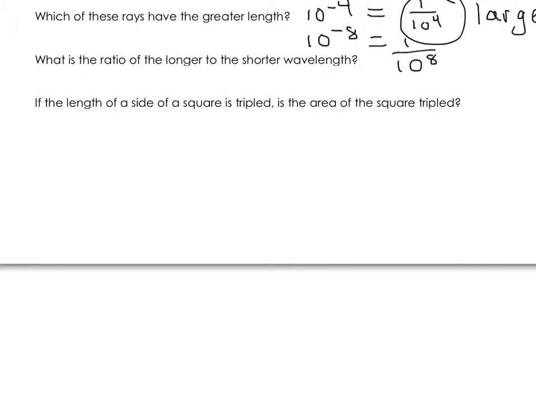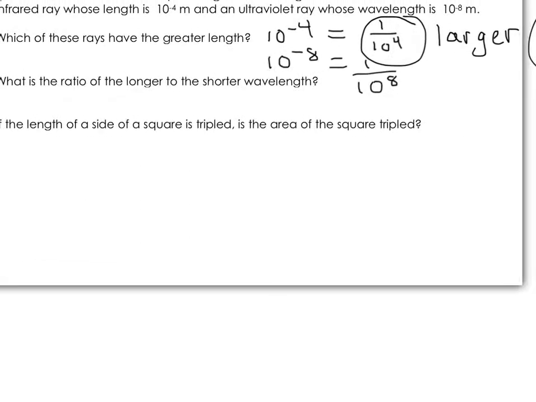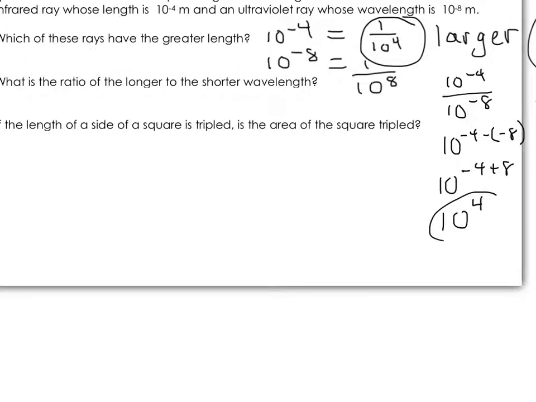What is the ratio of the longer to the shorter wavelength? So longer to shorter, we know that 10 to the negative 4 is longer, 10 to the negative 8 is shorter. We want to know what this ratio is. We can use our quotient rule, 10 to the negative 4 minus a negative 8. So that's 10 to the negative 4 plus 8. So that's 10 to the 4th. That's the ratio of the longer to the shorter.